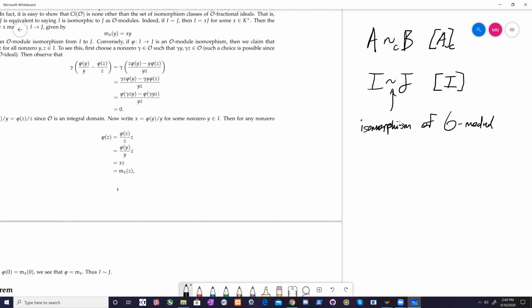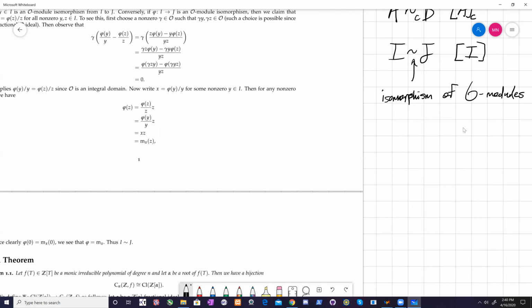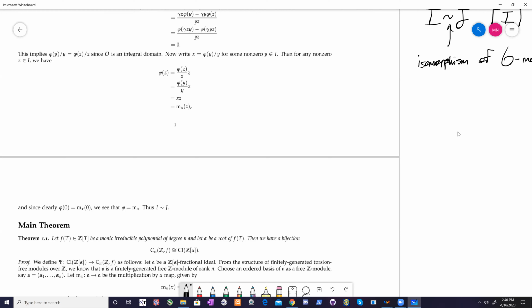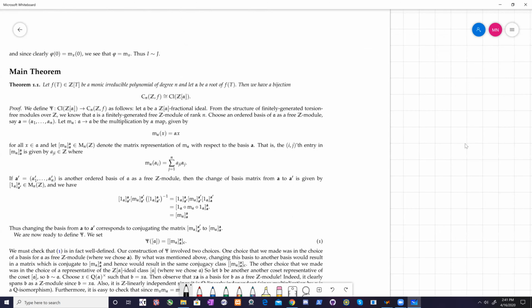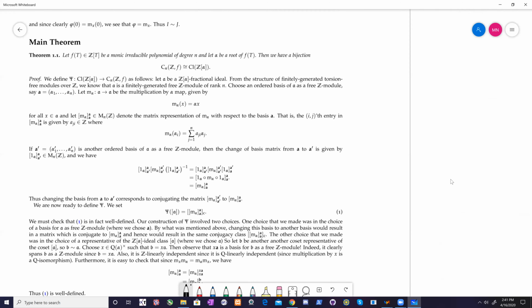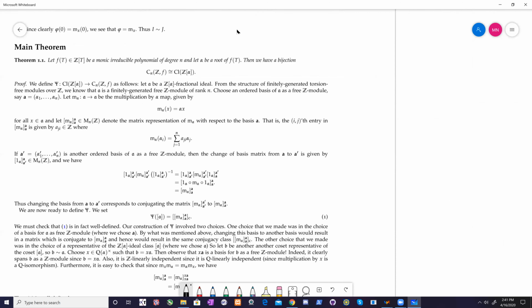We're going to use that in the coming proof that we're going to do in a second. Now that I've introduced or recalled some notation, let me go ahead and state the main theorem. So here's the main theorem. Let f of t be a monic irreducible polynomial of degree n, and let alpha be a root of f of t. Then we have a bijection.